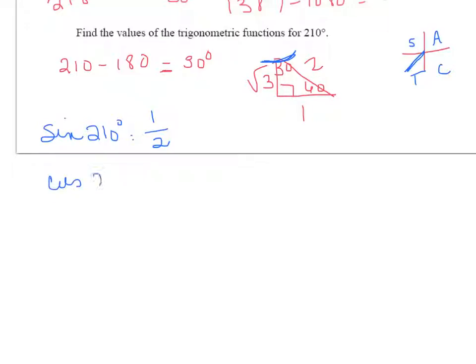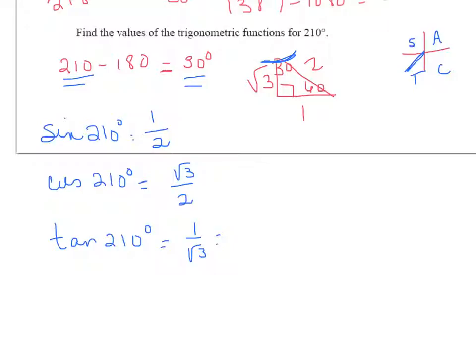Cosine of 210 degrees, remember 210 degrees is the same as 30, is going to be the square root of 3 over 2. And tangent of 210 degrees is going to be 1 over the square root of 3, but remember we don't leave it there, so it's the square root of 3 over 3.